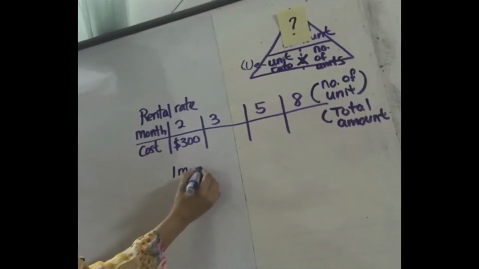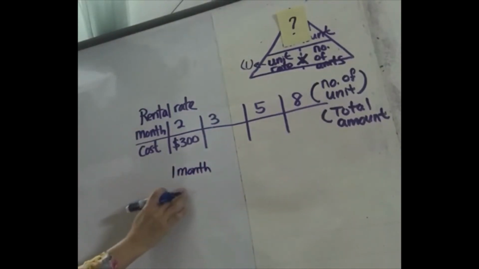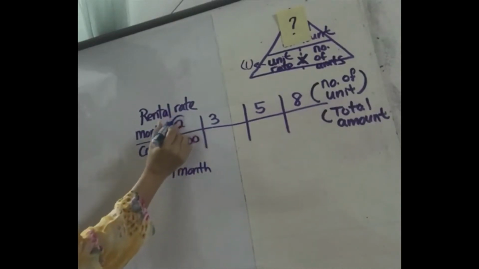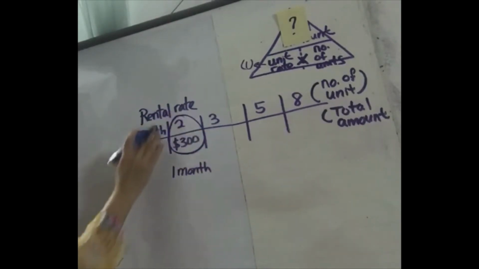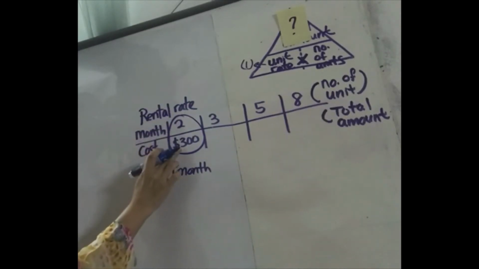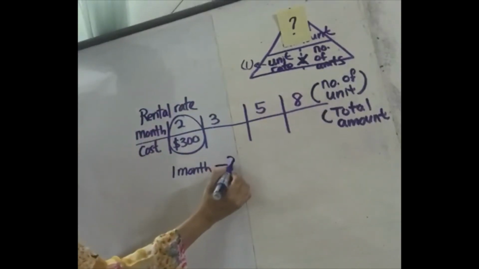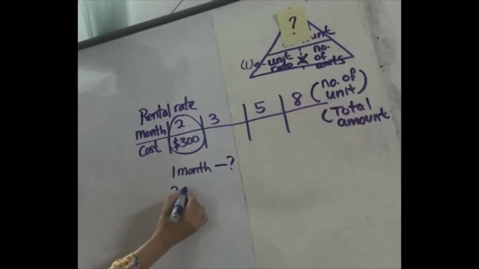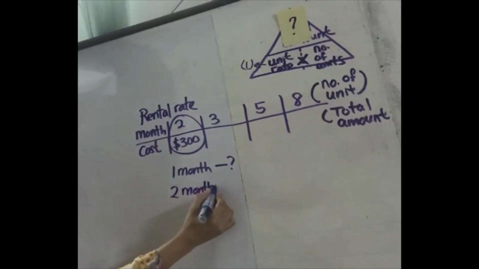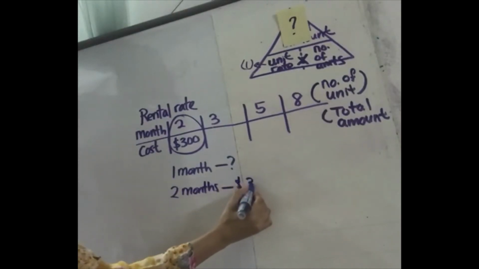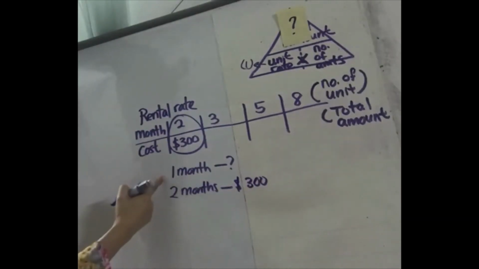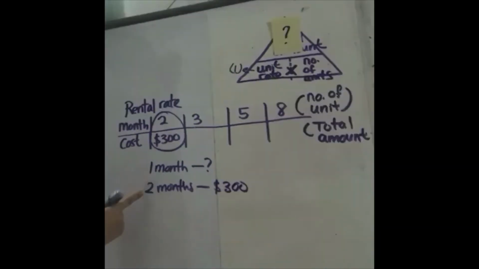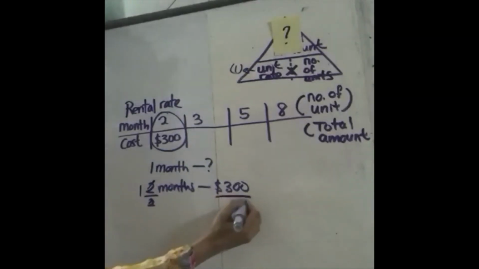How much is 1 month? So what do you do here? To find 1 month, we use this. This is the given one. So 2 months is 300. We don't know how much 1 month is. But we know that if you stay there for 2 months, you have to pay the rent of $300. So we're going to work out for 1 month. We're going to change this to 1 month. So what do we do? 2 divided by 2 gives you 1. Since here we divide by 2, here also divide by 2.